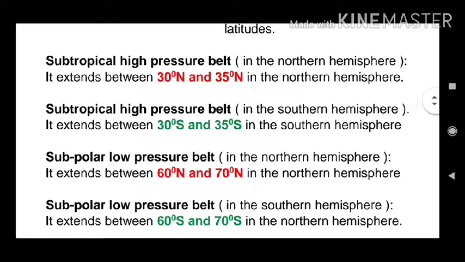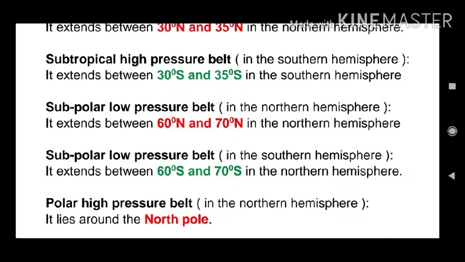Then, subtropical high pressure belt. It is located in the southern hemisphere. It extends between 30 degrees south and 35 degrees south in the southern hemisphere. Then, subpolar low pressure belt. It is in the northern hemisphere. It extends between 60 degrees north and 70 degrees north in the northern hemisphere. Then, subpolar low pressure belt. In the southern hemisphere, it extends between 60 degrees south and 70 degrees south.